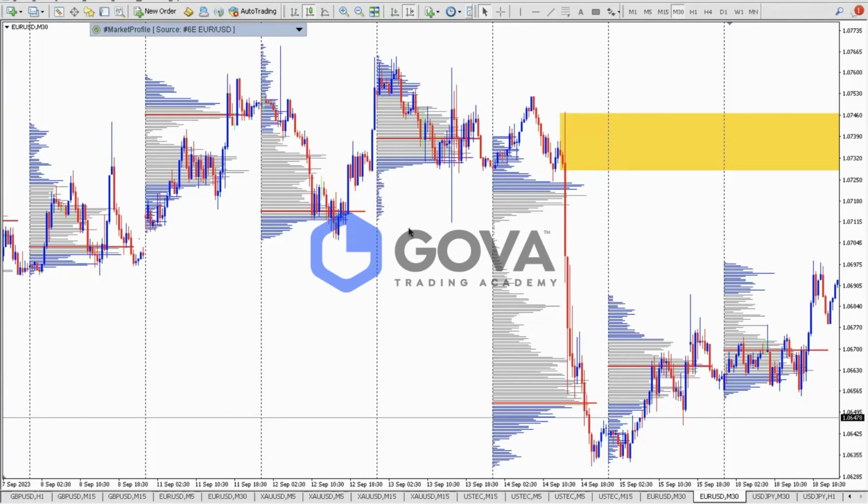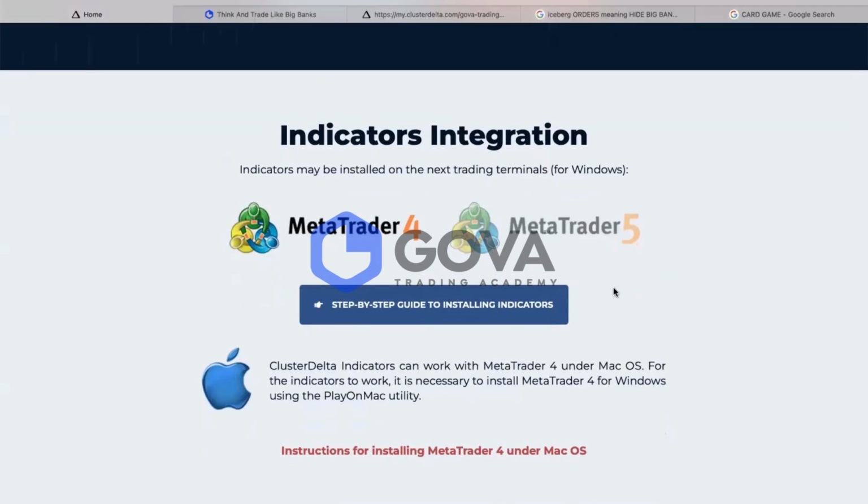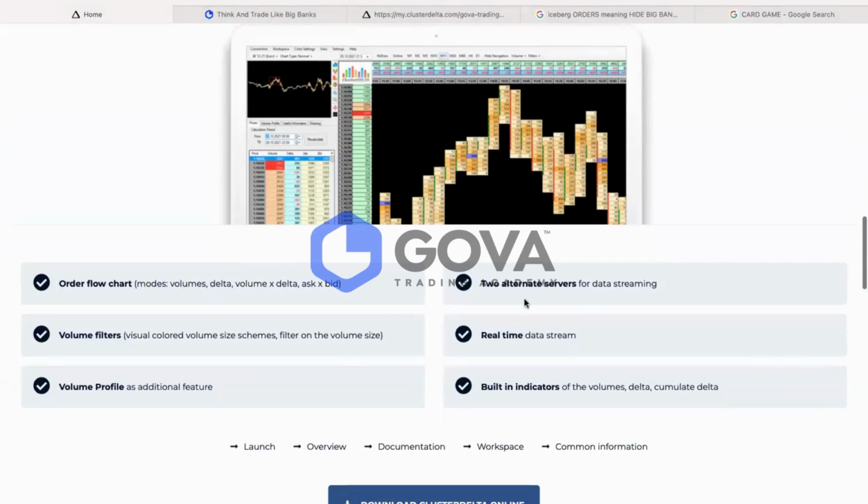It usually uses real price. You can see it works on MT4 or MT5. This Clusterdelta works on what? It works on MT4. It also works on MT5. But I advise you, if you are a supply and demand trader, you need to get this tool here. It's a very, very important tool that is going to really change your trading career. This might be the missing link in your trading career.